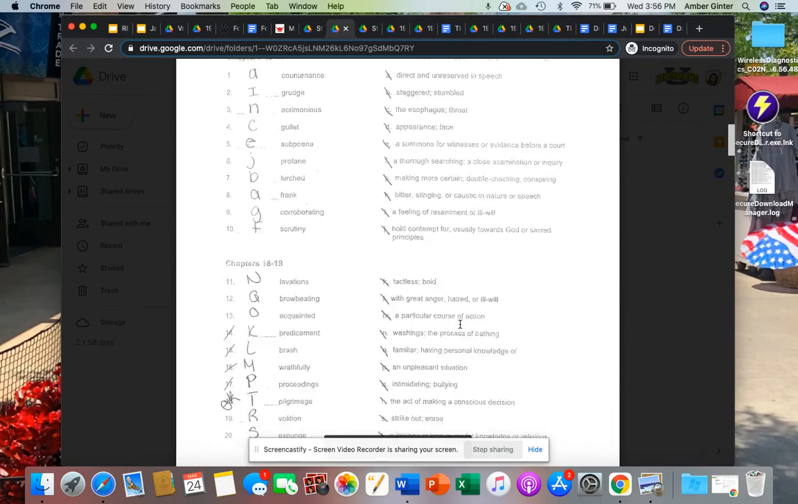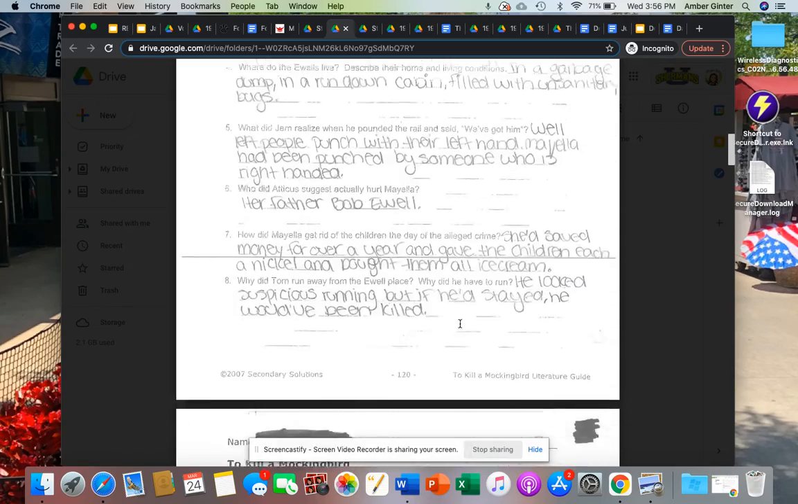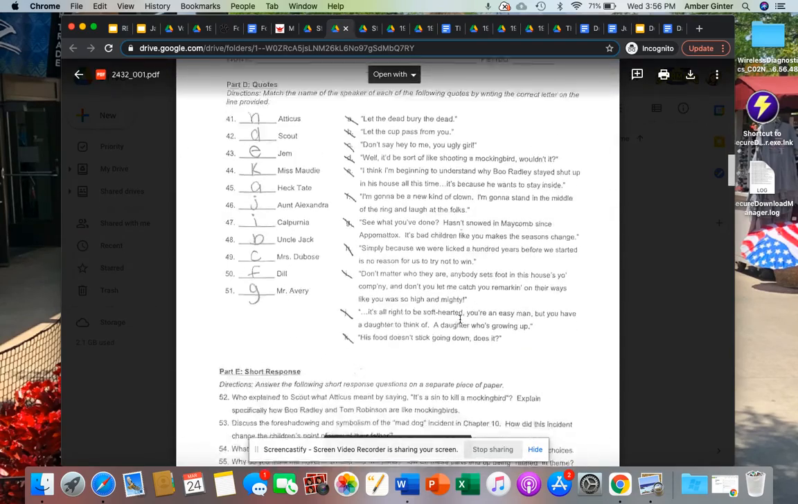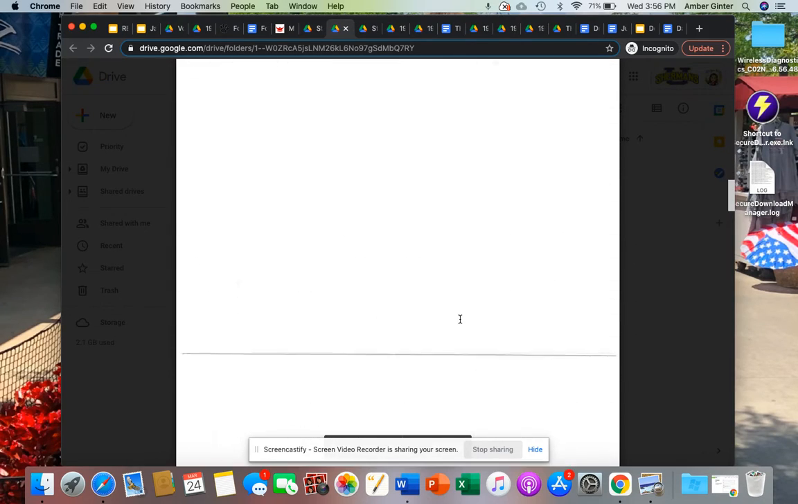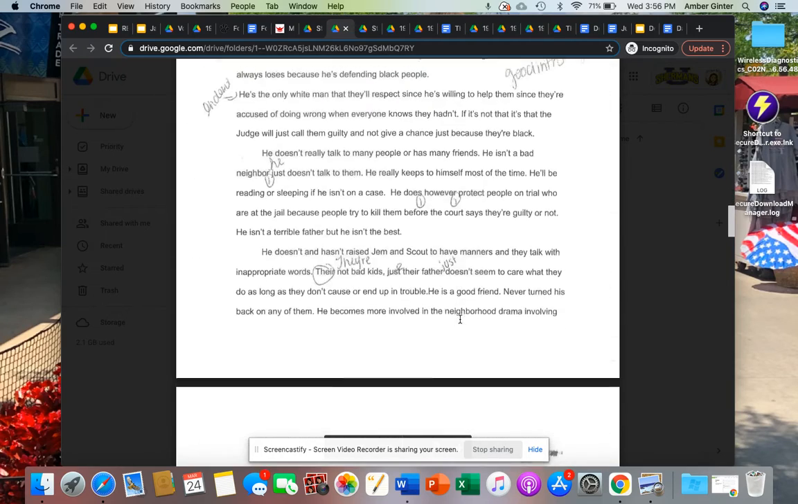There's their vocab. There's the reflection of those comp. Final test, where they got a perfect score. And there's their final project. Did really, really great on that.